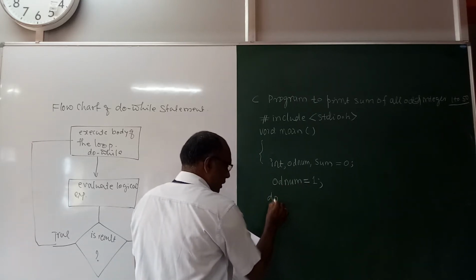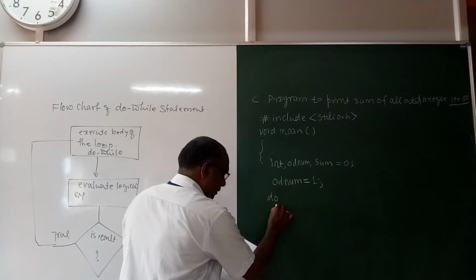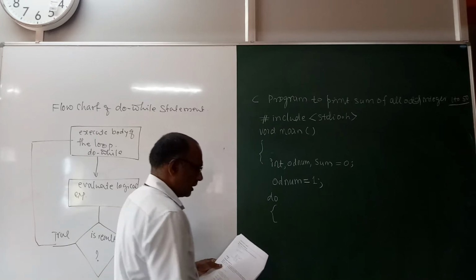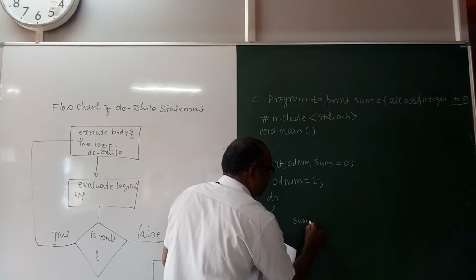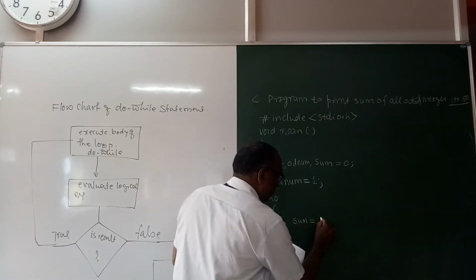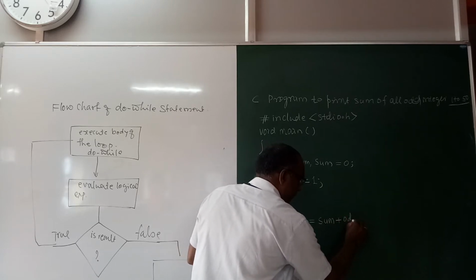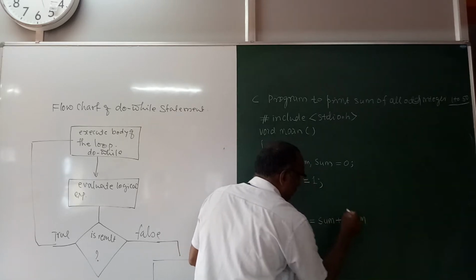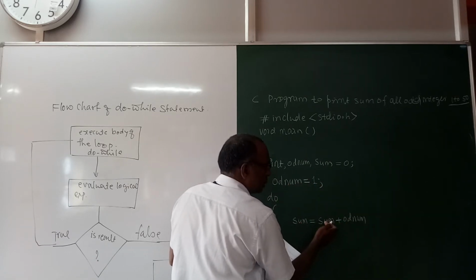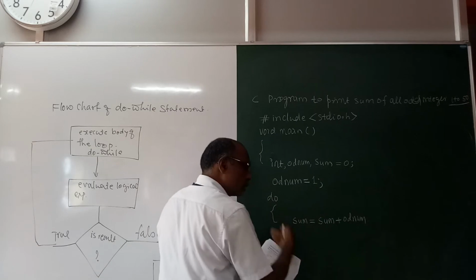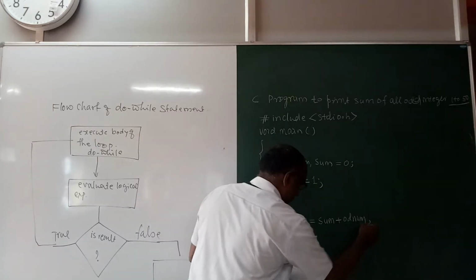Do, I'll start this loop. Do is a keyword, and we have this curly brace. I'll write here sum, which is initialized. Sum is equal to sum, that is 0, plus odd number. Look, sum is 0, 0 plus 1, odd number is 1, 0 plus 1 is 1. Then this is repeated. Now the next statement here.